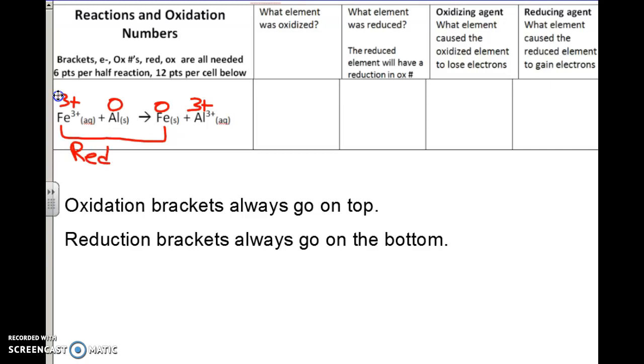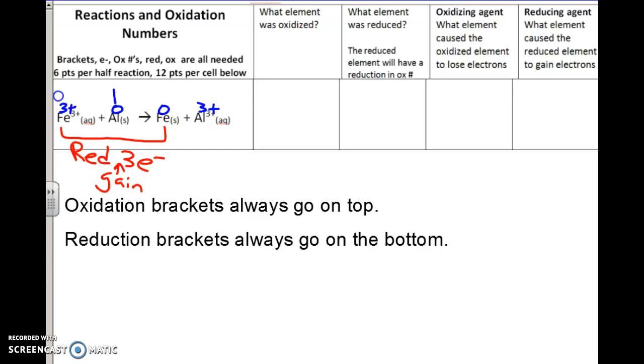When we go from Fe3 positive to Fe that has 0 for an oxidation number, how many electrons did it gain? We went from 3 positive to 0, so it must have gained 3 negative charges. So it gained 3 electrons. So that would be one bracket. I'm going to write my oxidation numbers up there again: 3 positive, 0, 0, 3 positive. So that's one set of information that we need.